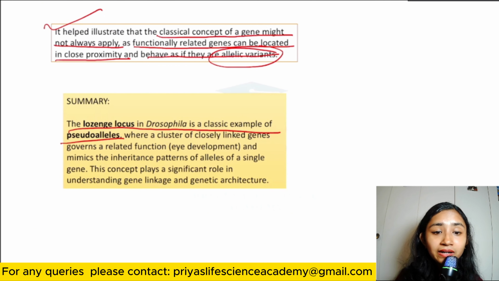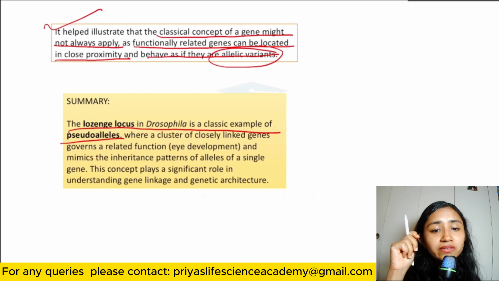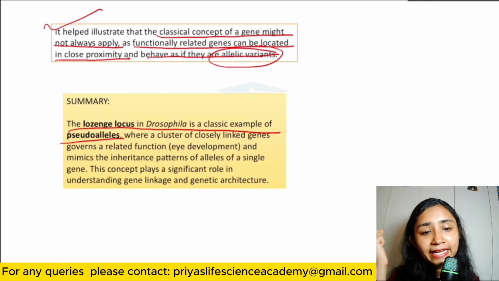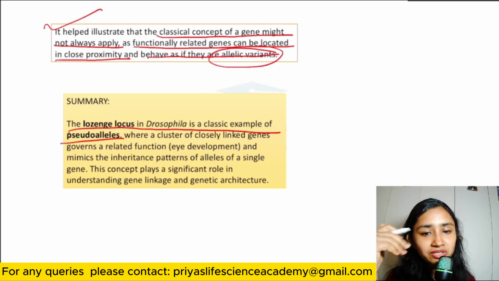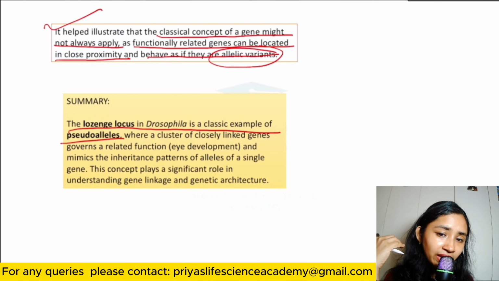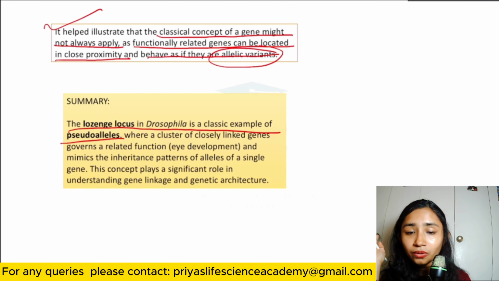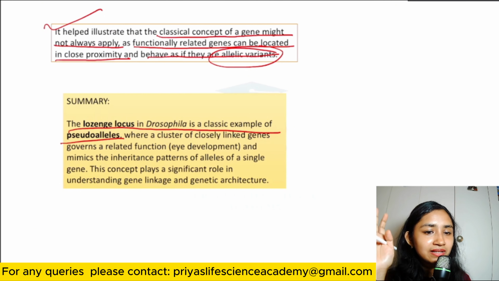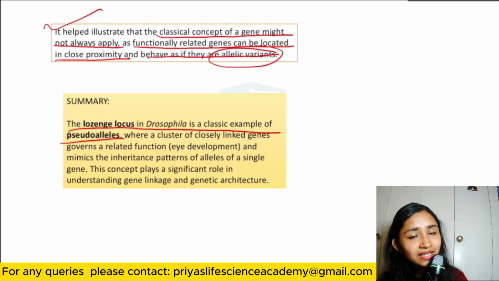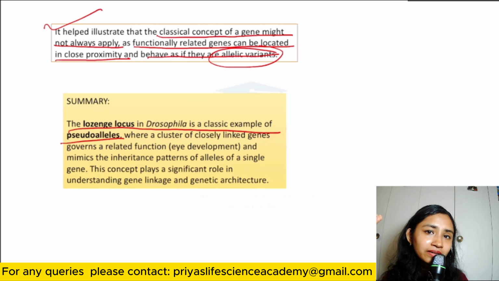A cluster of closely related genes governs a related function, that's eye development, and mimics the inheritance patterns of a single gene. Likewise, a single gene's alleles are all inherited together. They mimic that situation, but they are closely related genes. There are many genes that govern the same function, that is eye development. I hope you understood what is pseudoallele. Pseudoalleles are nothing but the alleles of different genes. They just lie very close together, mimicking the allelic variants of the same gene.